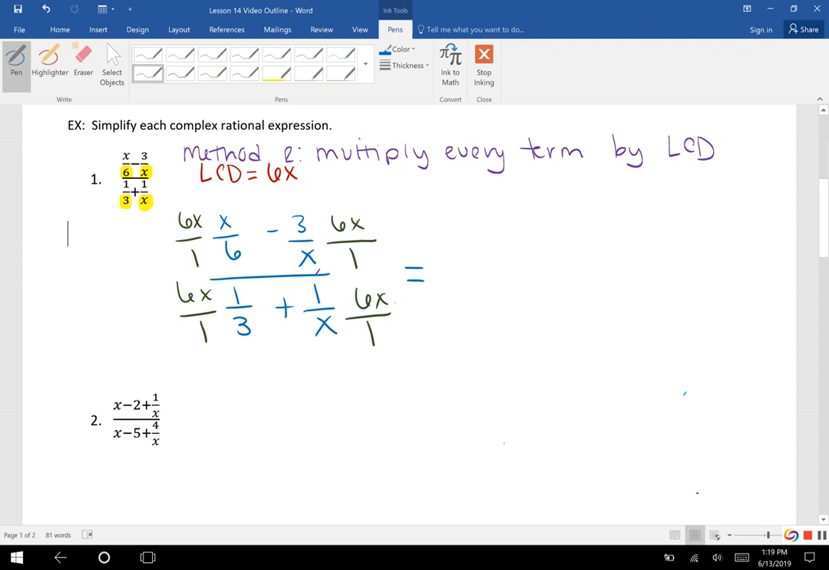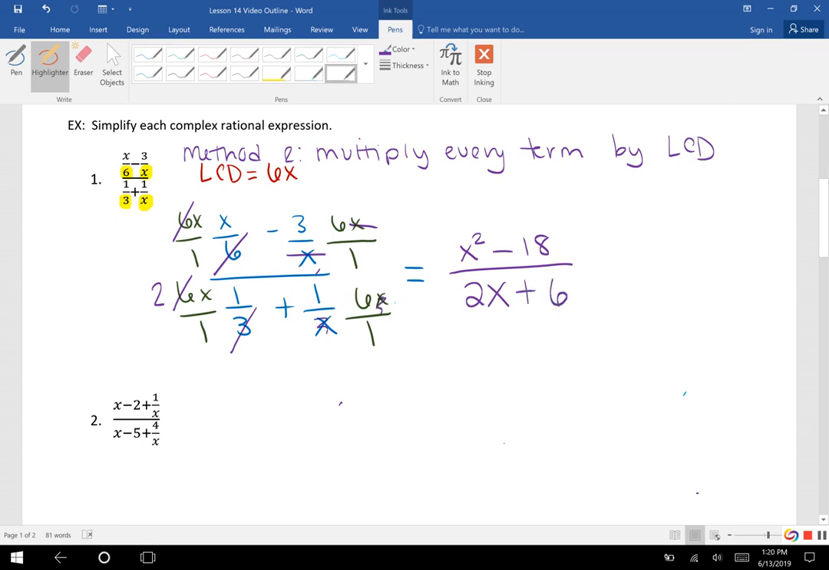And if I do this correctly, I should be able to actually cancel out my denominators. So in this first term, the 6's cancel, and we're just left with x times x, or x squared. Second term, now it's the x's that cancel. 3 times 6 is 18. On the bottom, 3 goes into 6 2 times. So I've got a 2x, and then the x's cancel, plus 6.